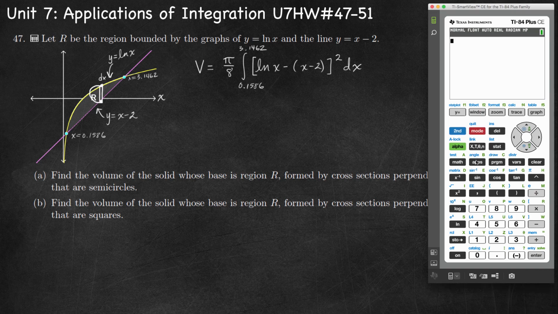Okay, so now let's try evaluating our integral once again. So we want pi over 8, and then math 9 will set up our integral from 0.1586 to 3.1462. And I want y1 minus y2 squared. So I need parentheses. I'm going into F4 to call up y1 minus y2 squared with respect to x. And we get 0.607.